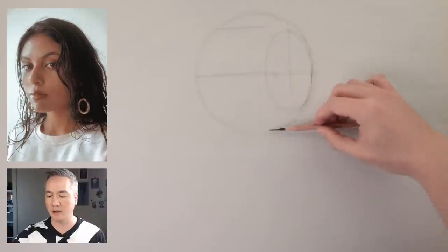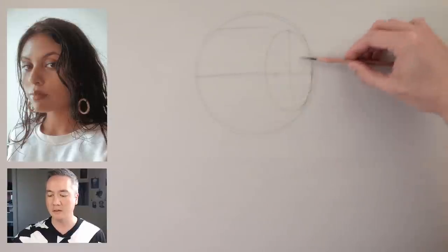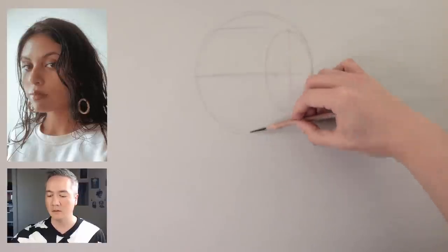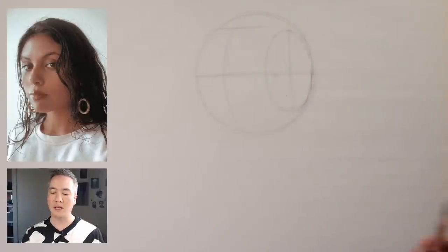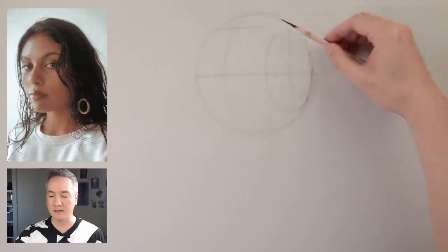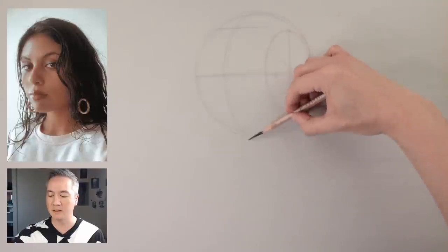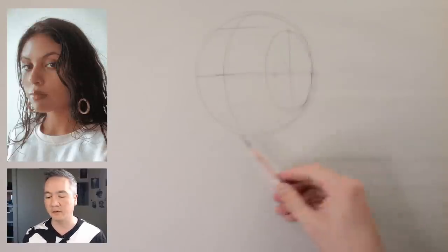So what we're going to do is create the center line of the face. So what that means is we're going to create another ellipse that is sort of imaginary. This is the center line of her face. So if you were to divide the face into halves, this is the center line. Everything is going to hinge off of that sort of crosshair, that intersection. This is some of the most important preliminary work you can do with the Loomis method.